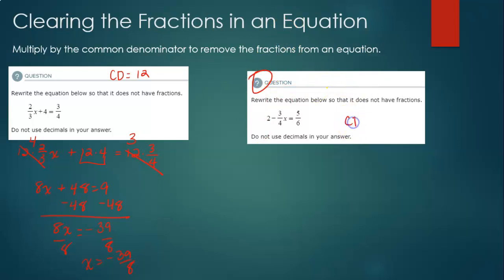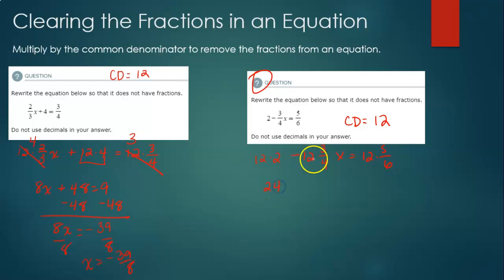Start by trying to find your common denominator. A common denominator for 6 and 4 is 12. I know we used 12 over here, but it's the same common denominator for 3 and 4 as it is for 6 and 4. So we should have multiplied every term by 12. So I'm going to multiply 12 times 2, 12 times negative 3/4 x, and 12 times 5/6.